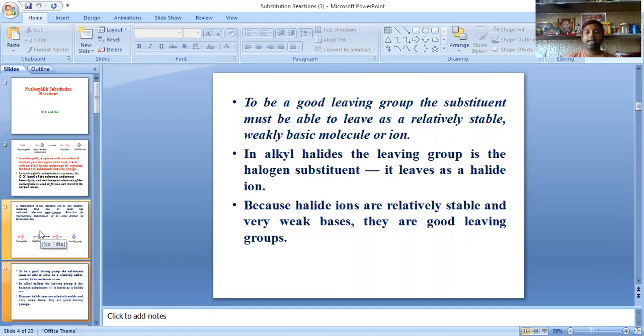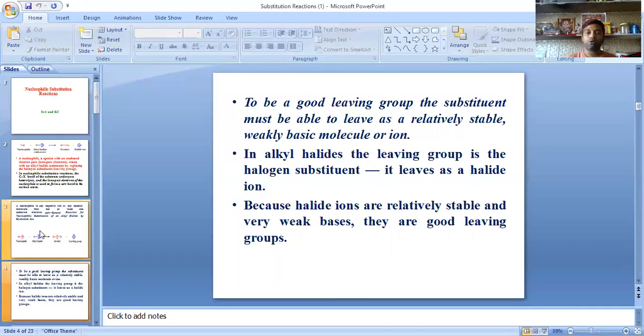Okay, to be a good leaving group, the substituent must be able to leave as a relatively stable, weakly basic molecule or ion. It must be stable after leaving. It may be in the form of a molecule or it may be in the form of an ion.